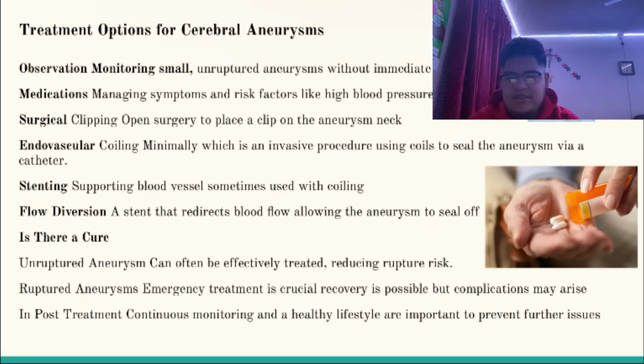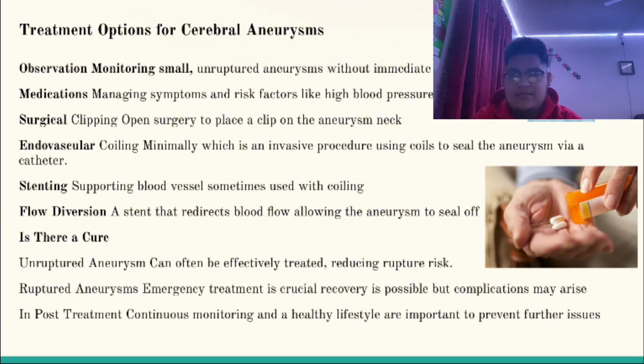There are some ways we can treat this disease. We can observe and monitor without any treatment, or do medications, surgery, endovascular treatment, stenting, and flow diversion. There is a cure for this disease. For an unruptured aneurysm, it can affect the treatment. However, treatment reduces the rupture risk, and for a ruptured aneurysm the treatment is crucial.